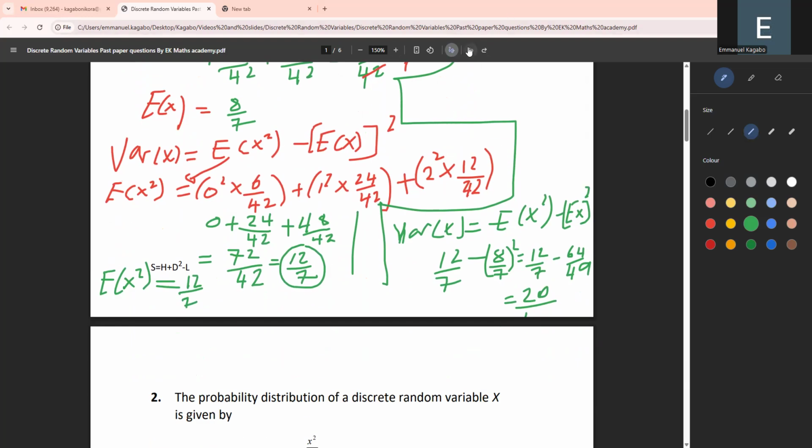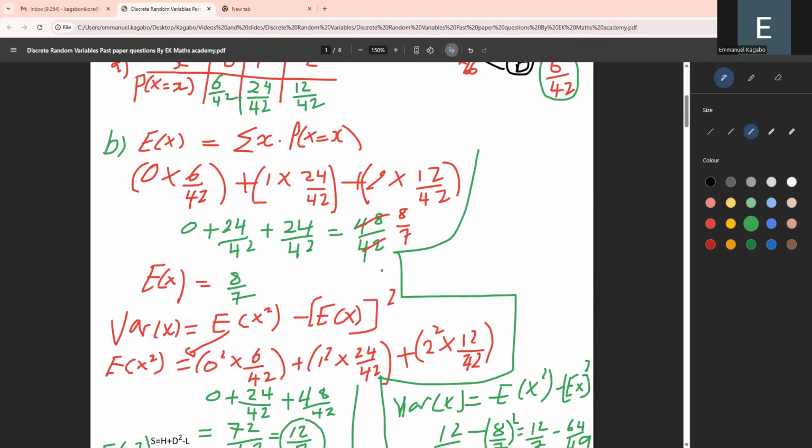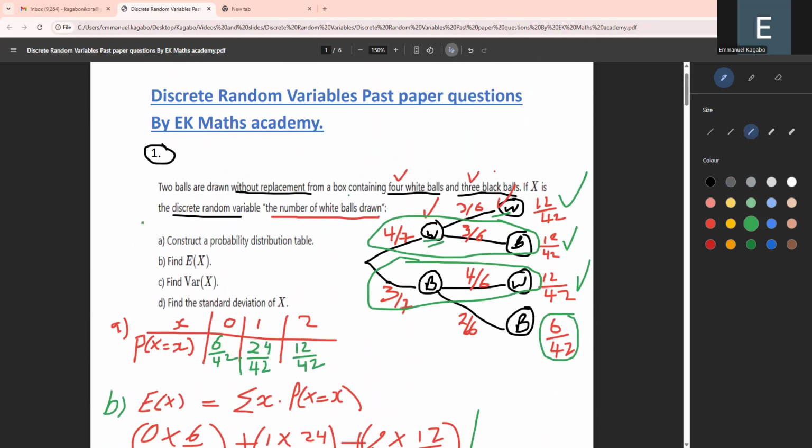Okay, let me write it here so you can see it very well. It's going to be 20 over 49. That is your variance, okay? Very good. Are we together here? That is the variance. I finished this.